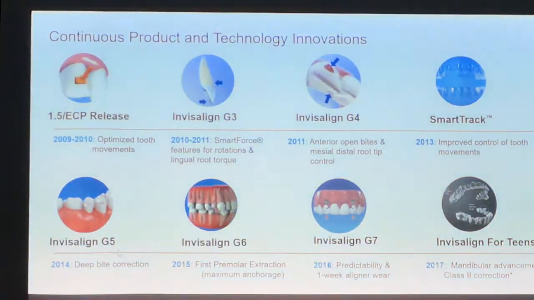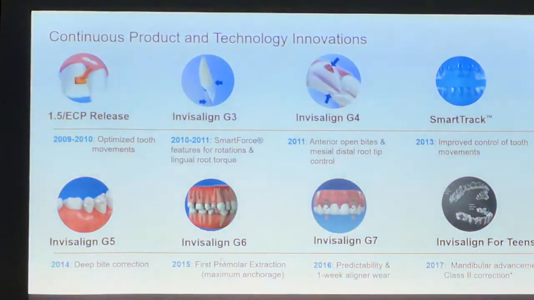In 2014, the company developed the Invisalign G5. Invisalign G5 is dedicated to deep bite patients. It is a group of attachments that help to extrude the premolars, and also aligner features that help to intrude the anterior teeth, which is the treatment plan in deep bite patients.